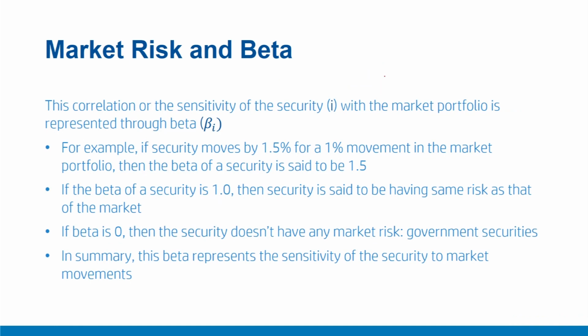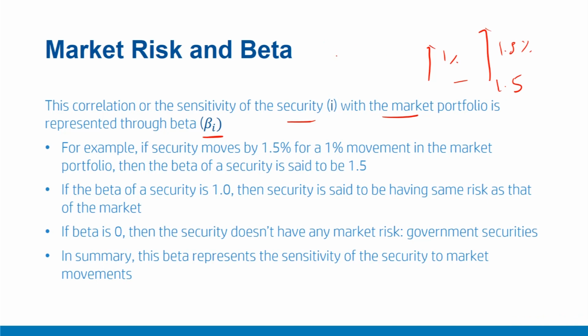This correlation between that security and market portfolio is often measured through beta. This is called beta of the stock or sensitivity of the security to the market portfolio. For example, if the market moves by 1% up and security moves by 1.5% up, then in that case we will say that the beta of the security is 1.5.